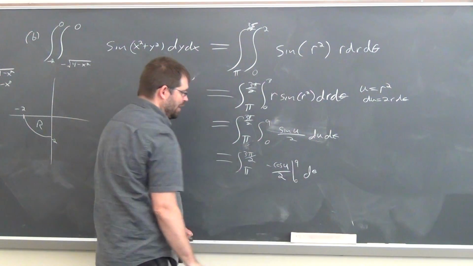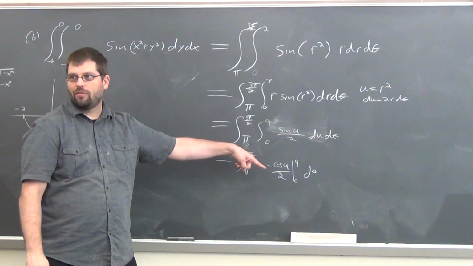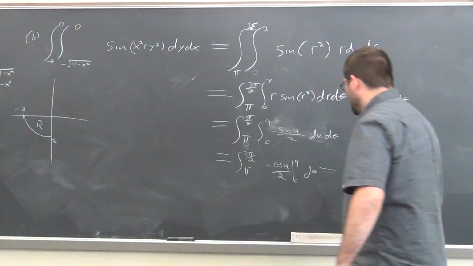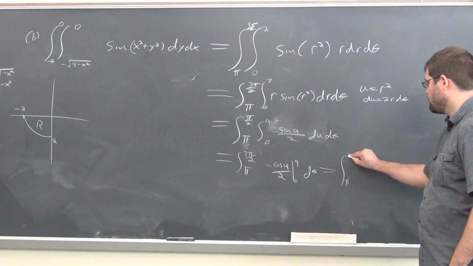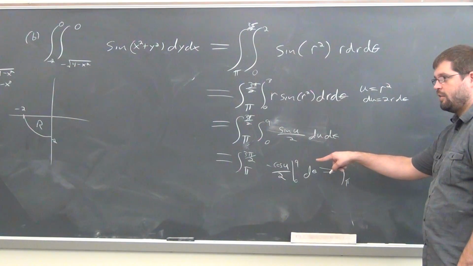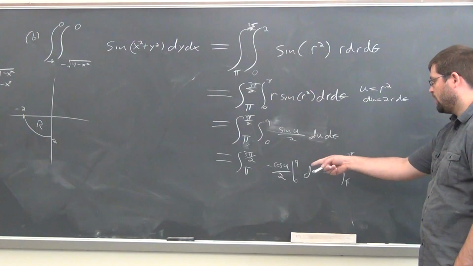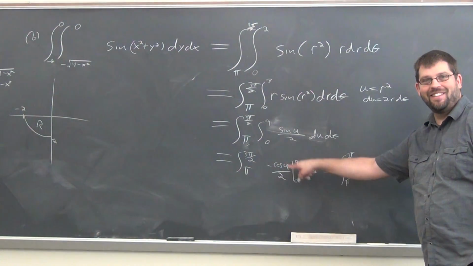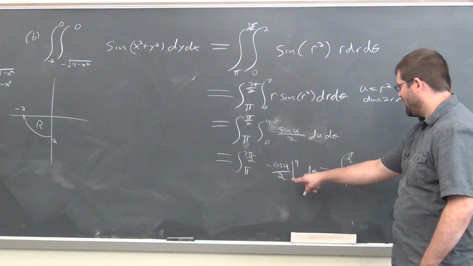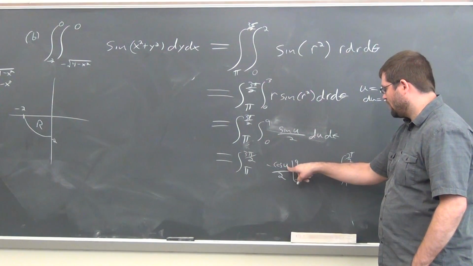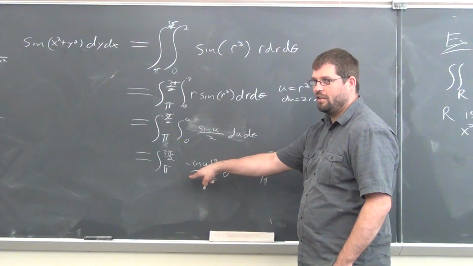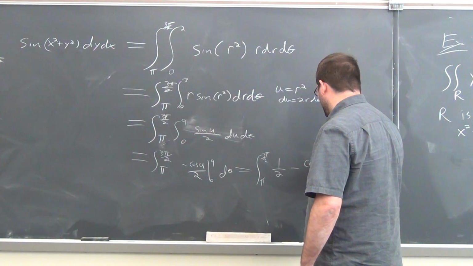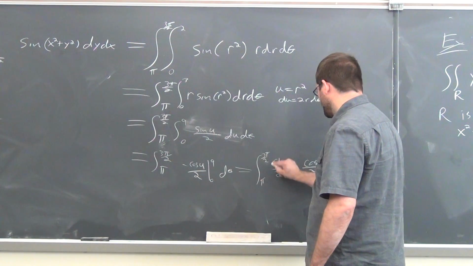So these look a little bit goofy. Don't be thrown off. You're going to plug 9 and 0 in for a cosine. 0 is fine, but 9 isn't a particularly nice number. So cosine of 9, we don't know what that is. What's cosine of 0? It's 1, right? So you should get negative cosine of 9 over 2 minus the negative, and so you'll end up with 1/2 minus cosine of 9 over 2.